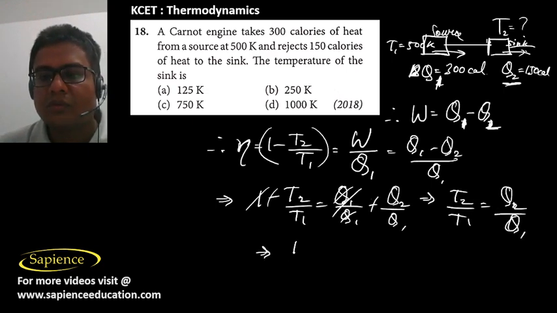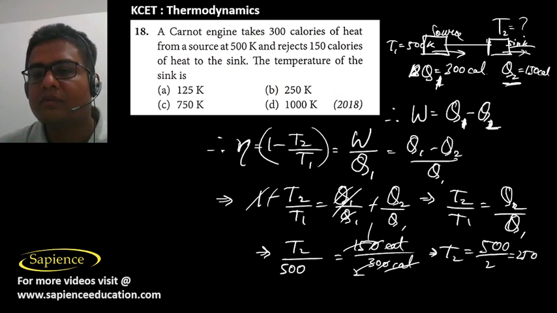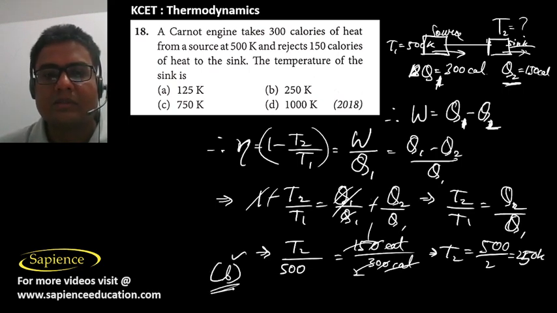Therefore T2 by 500 Kelvin is equal to Q2, which is 150 calories, divided by Q1, which is 300 calories. The calories cancel, the zeros cancel, 15 2s are 30, so this is half. So T2 is 500 divided by 2, that is equal to 250 Kelvin. So option B is the correct answer.